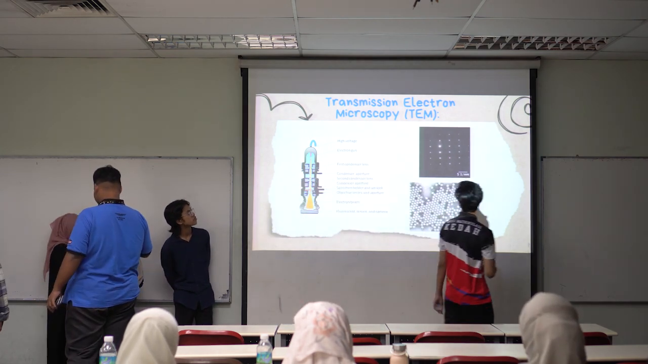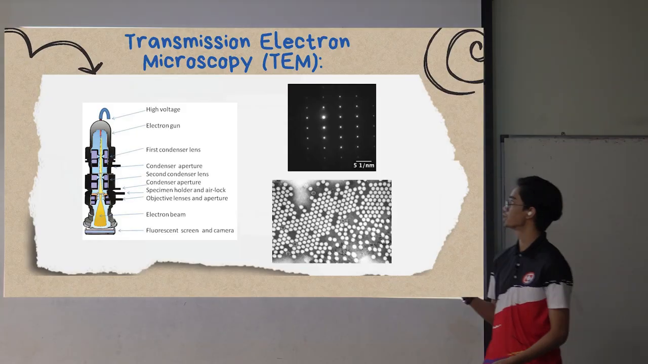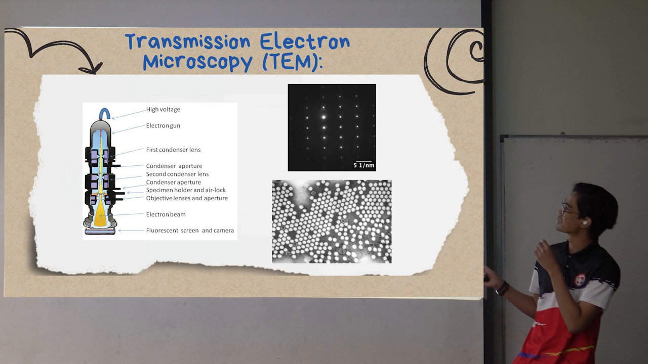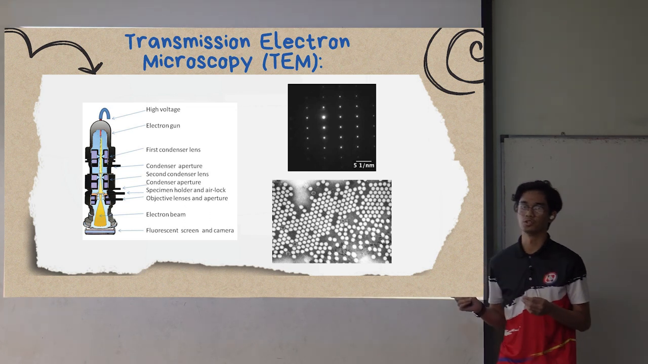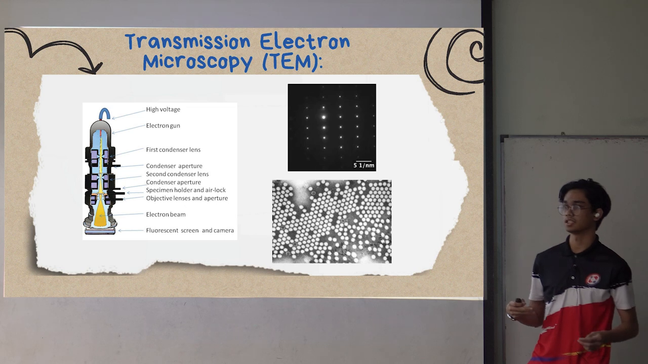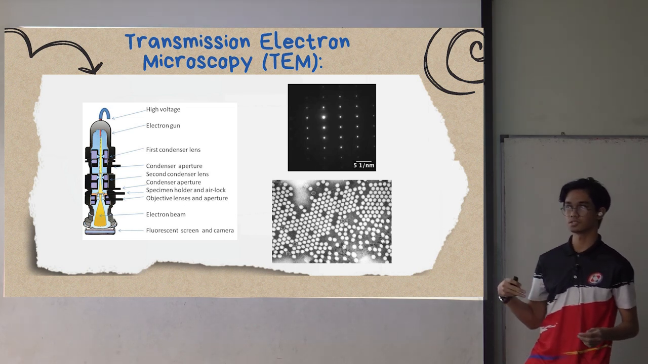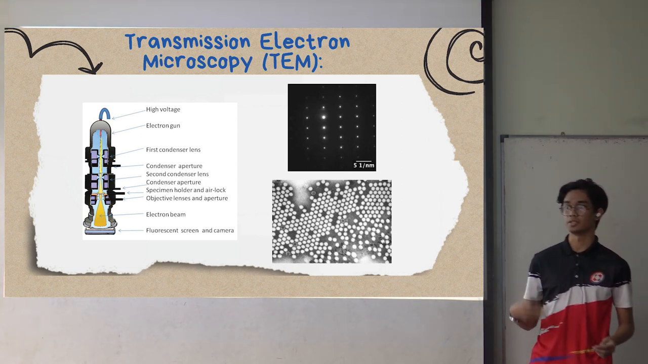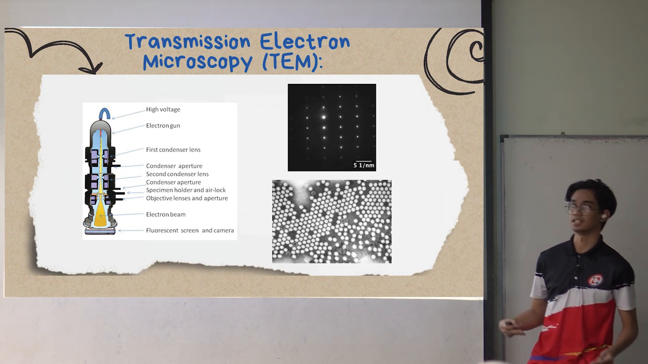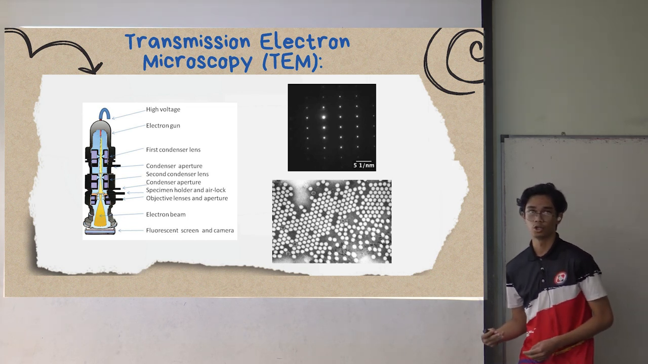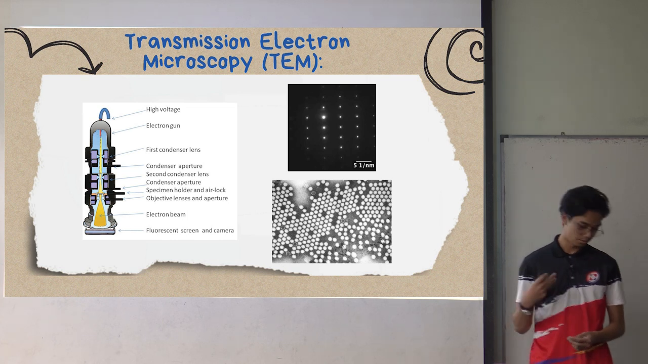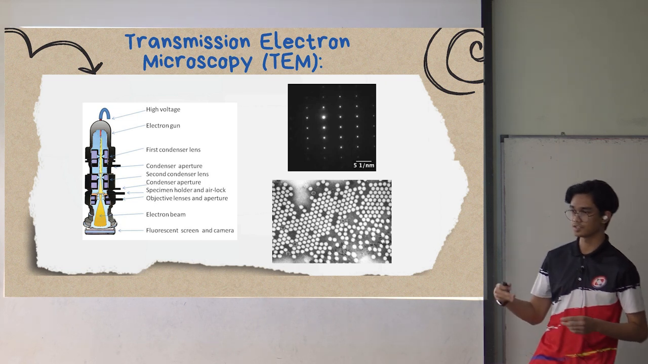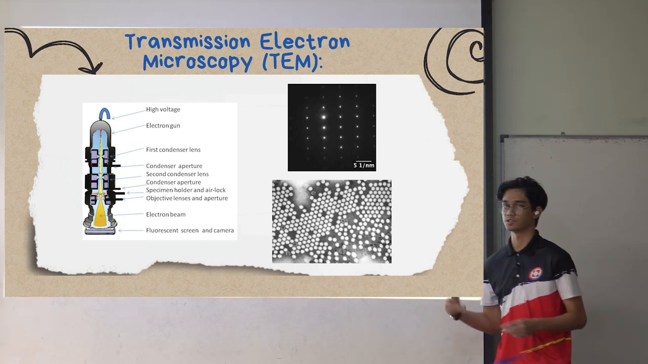So now I'm going to talk about transmission electron microscopy. It is actually a technique in which an electron beam is passed through a specific specimen to form an image. You can say that it uses an electron beam to examine the internal structure of the specimen at the nanoscale.